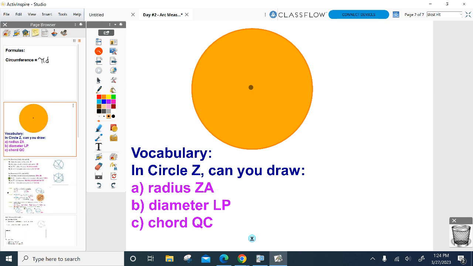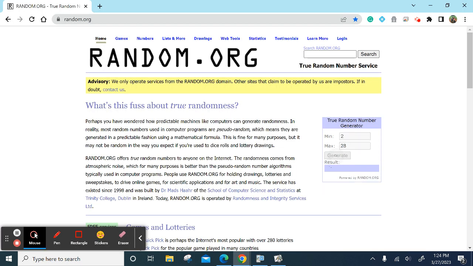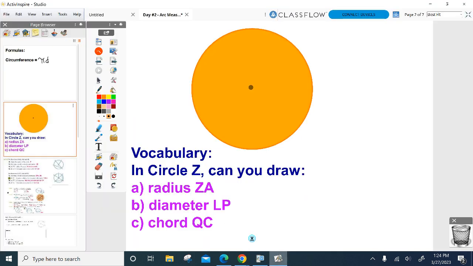Let's go vocabulary now. This is circle Z. I'll stop right there. Forget about my other questions. If that's circle Z, what do you already know? That's got to be point Z. Yep. Circle named by its center.